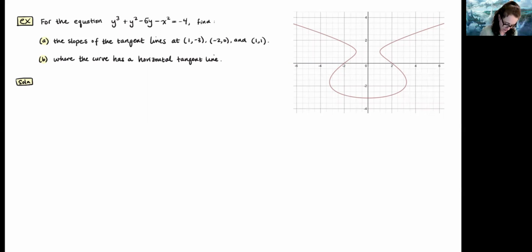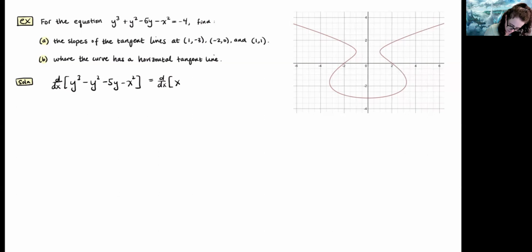So it looks like we want to find dy dx first in order to say anything about the slopes or horizontal tangent lines, right? Tangent line means derivative, or at least it helps us find the slope of the tangent line. All right, so I think the first thing we probably want to do is go ahead and differentiate both sides of this equation with respect to x. That's step 1 in our guidelines for implicit differentiation.